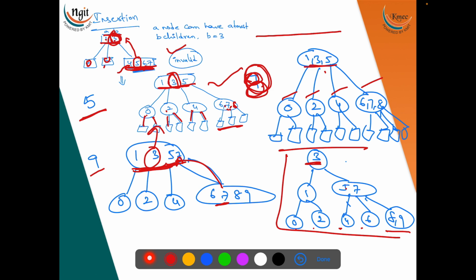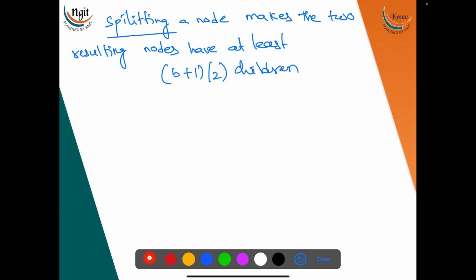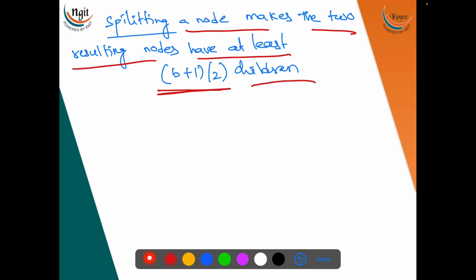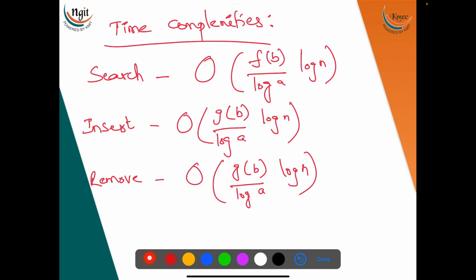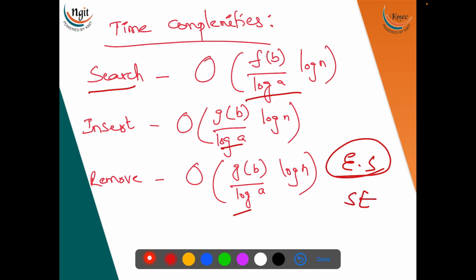Now here you can write it is 0 comma 3. So what is the splitting condition? Splitting a node makes the two resulting nodes have at least (b plus 1) by 2 children. So this is about the a comma b tree, and what are the complexities of an a comma b tree? For searching, because it can be a successful or unsuccessful search, we take logarithmic comparisons in all the examples. So this is about the a comma b tree, which is used for external searching in search engines. Thank you all.